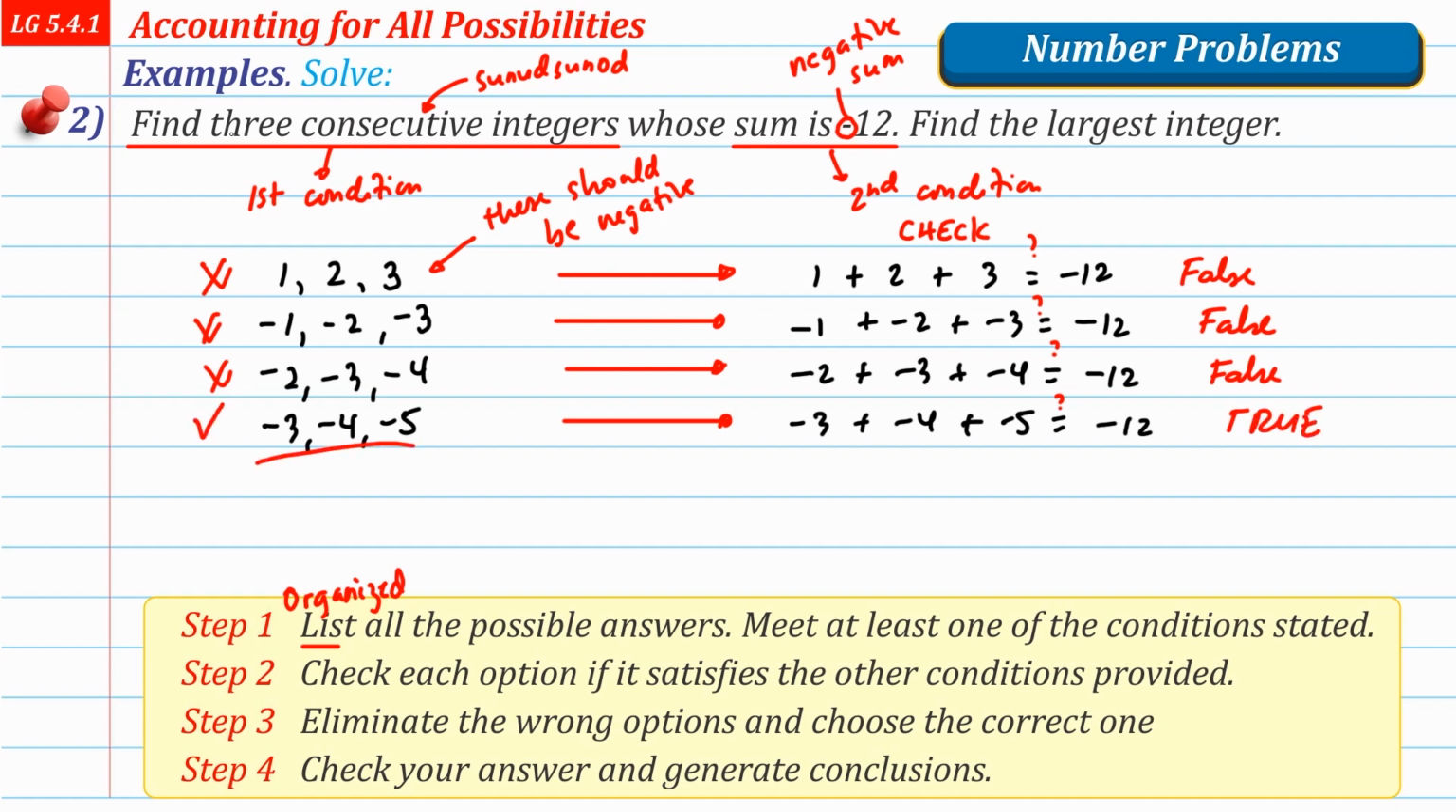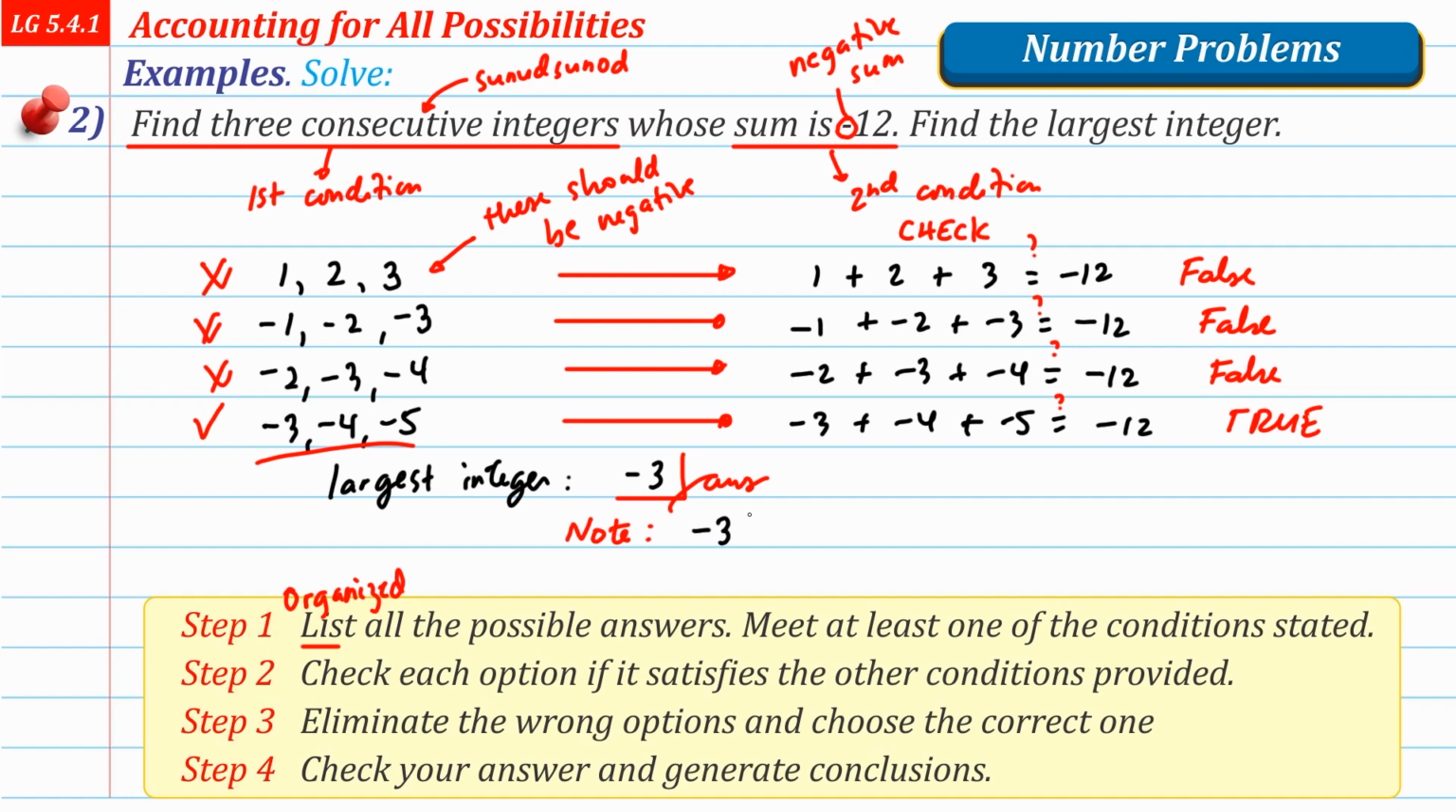Pero teka, sorry ha. Nagkamali ako dyan, may typo. Find the largest, always go back to the question. So, pag sinabing largest integer, it's negative 3. Take note, the answer should be negative 3. So, ilalagay ko dito, warning, or may note tayo.